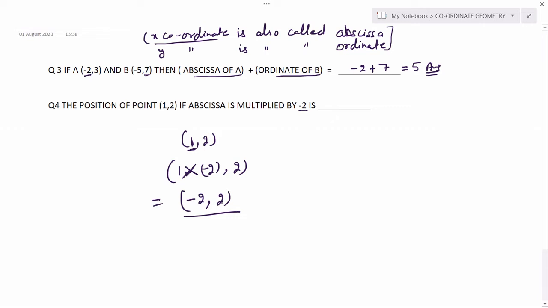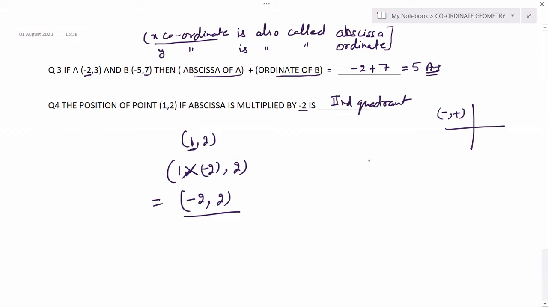X is negative and y is positive. Just now in the previous question I had explained that here x is negative and y is positive, so the coordinates of the point will be minus plus. So this will lie in which quadrant? It will lie in the second quadrant. The position of the point, if the abscissa is multiplied by -2, is in the second quadrant.